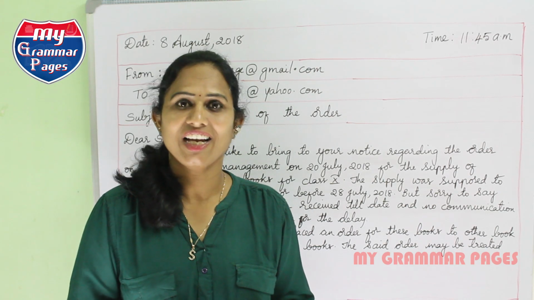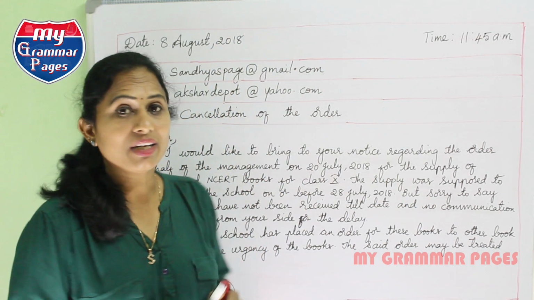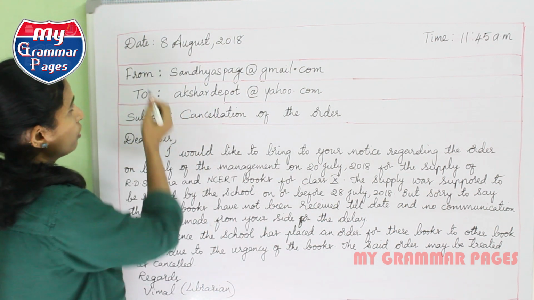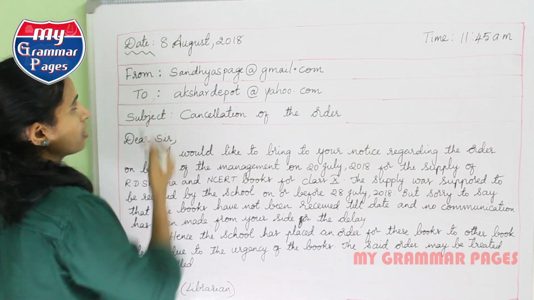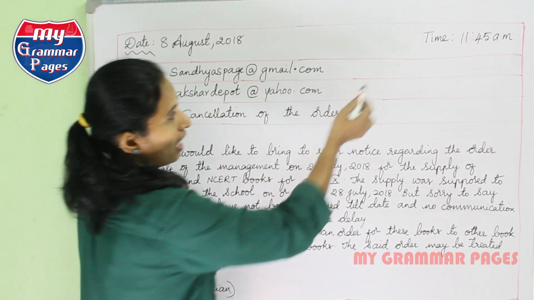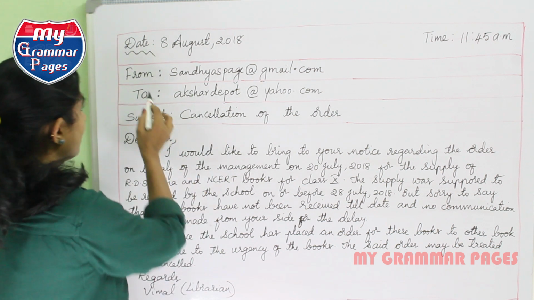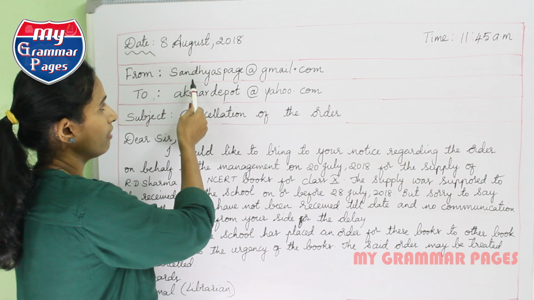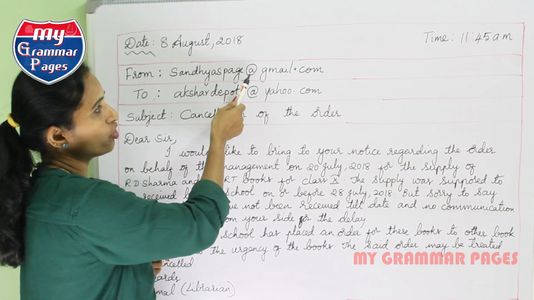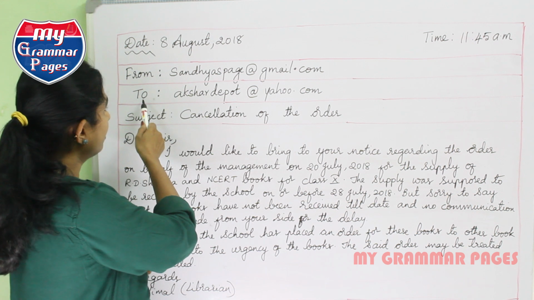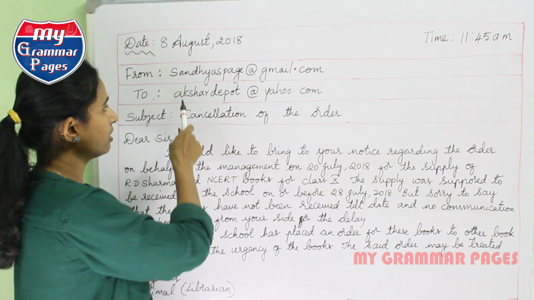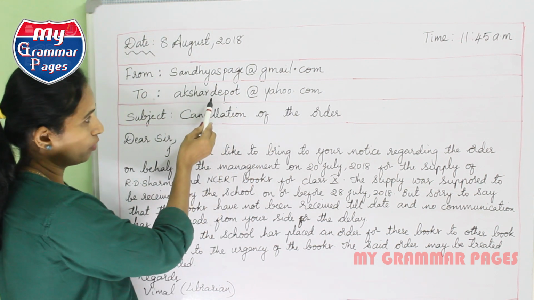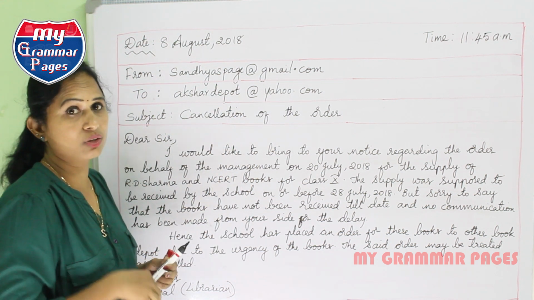Friends, here I have brought a sample email for you for better understanding. Now, as I told you, here came the date. I took 8th August 2018 and mentioned the time. This is the from address, which is going from my side. I've given my mail address, sandhyaspage@gmail.com, and this is the mail address of the recipient, akshadepot@yahoo.com. So here we are going to write a business letter, a letter to a business person.